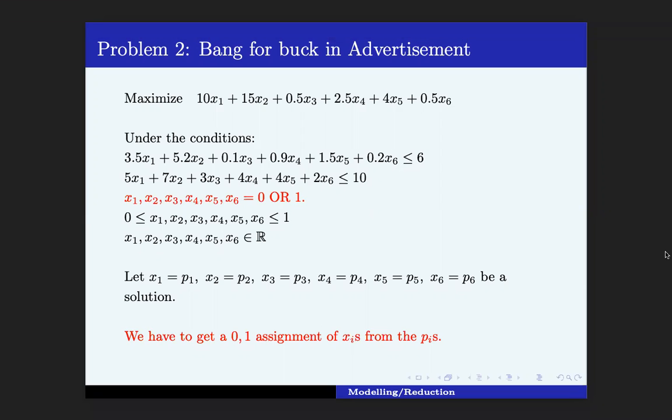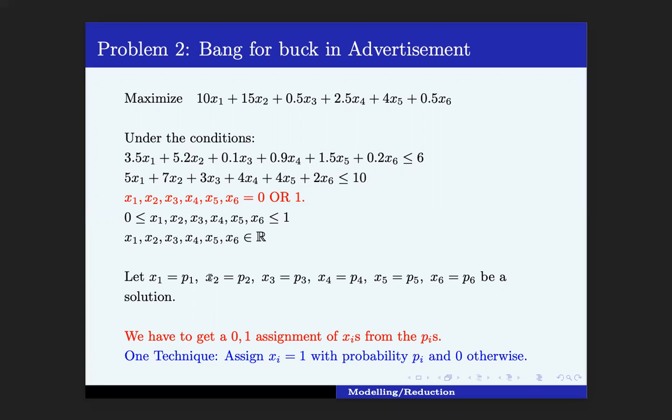Okay. So here is a trick that we can do. Every pi is a value between 0 and 1, and you assign xi equal to 1 with probability pi and 0 otherwise. See, there are lots of issues that can happen here.